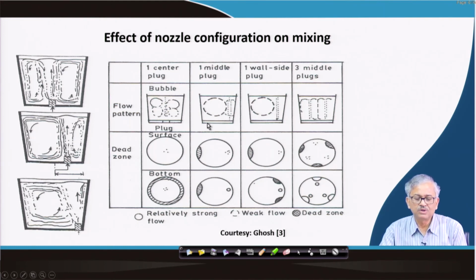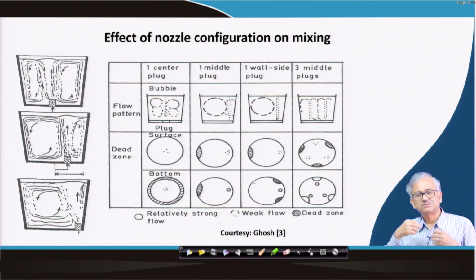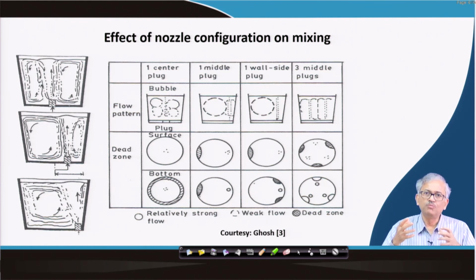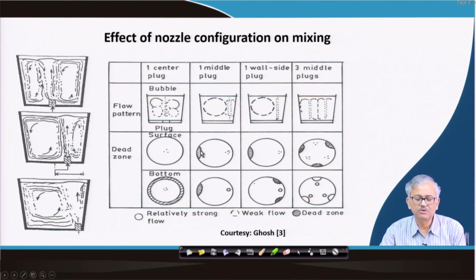As a result, there is no location where the velocity or the momentum transfer is very weak. Only a small dead zone is there. Dead zone basically means where the momentum of the liquid is very low, or the velocity is very, very low, such that the movement of the liquid is negligible compared to the movement of the liquid in the other parts. That is called the dead zone.